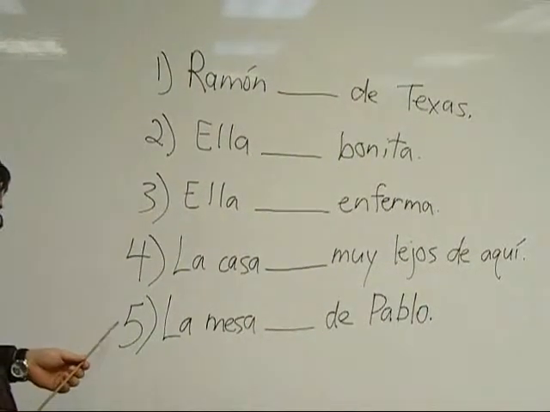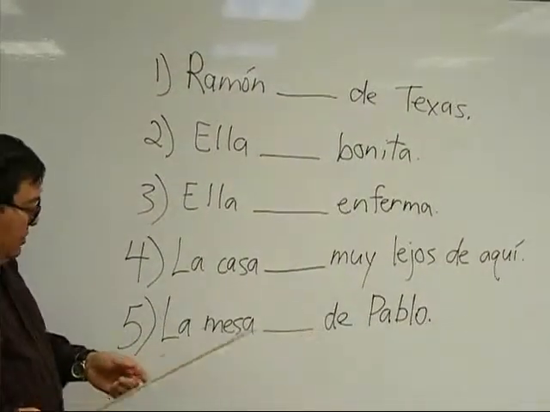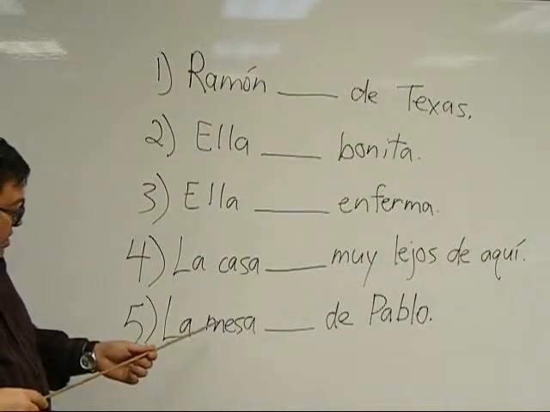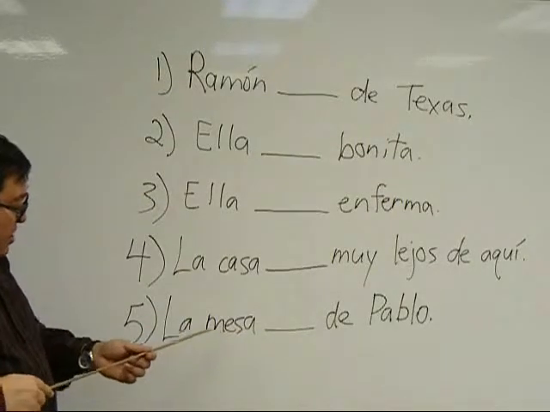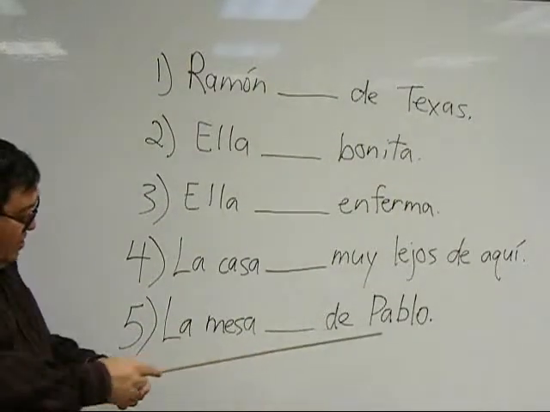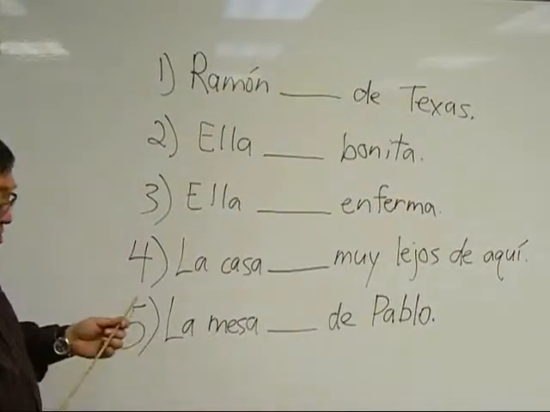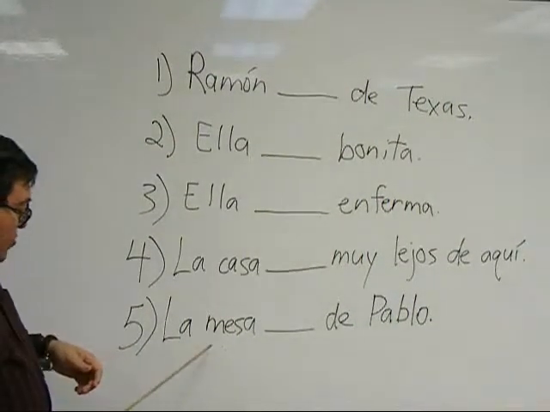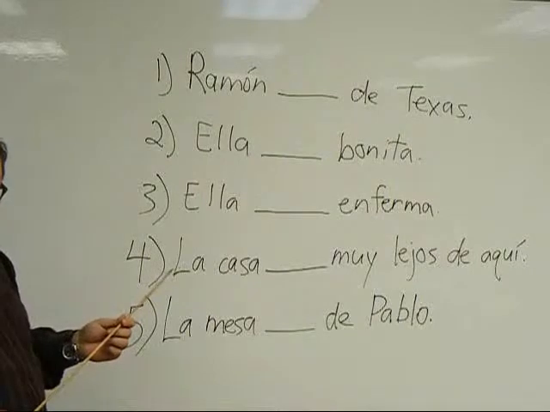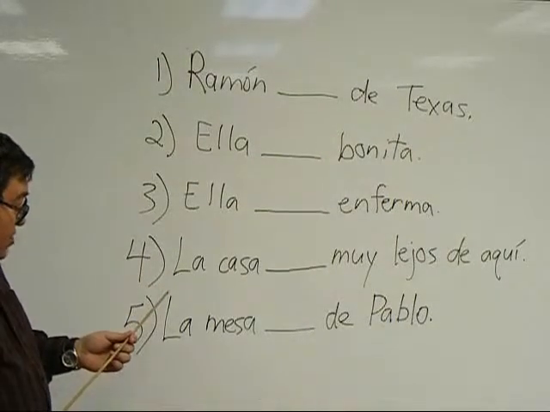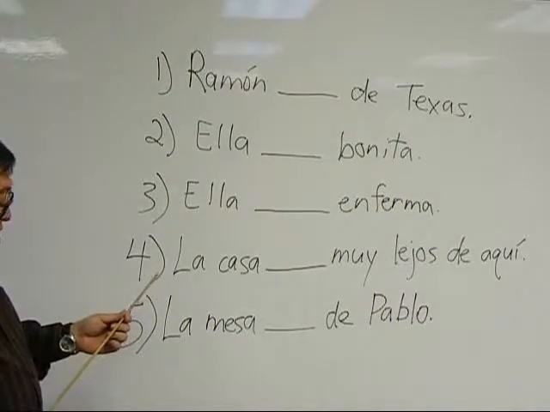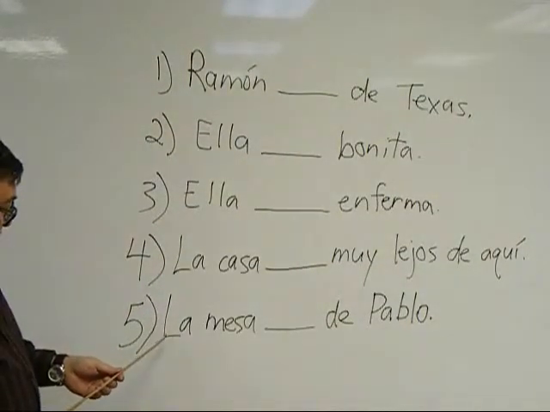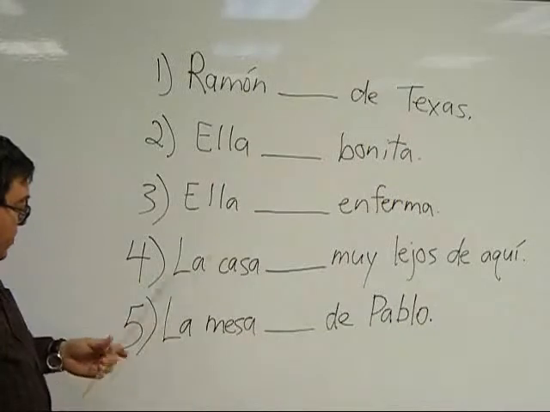Okay. And this last one, la mesa blank de Pablo. Okay, now, the mesa is Pablo's. The table, this is a way of showing that it belongs to Pablo, but showing possession, which is sort of a subset of origin. The table came from Pablo. That was the table's origin. And so origin is one of my O's in my B-O-O-T that goes with ser. And so it would be es.